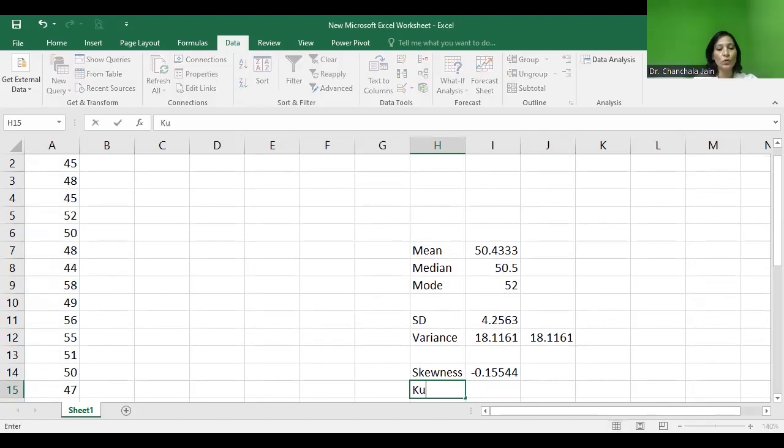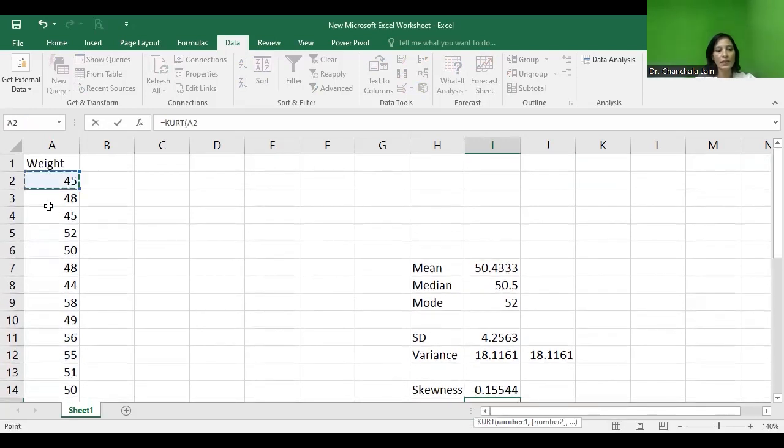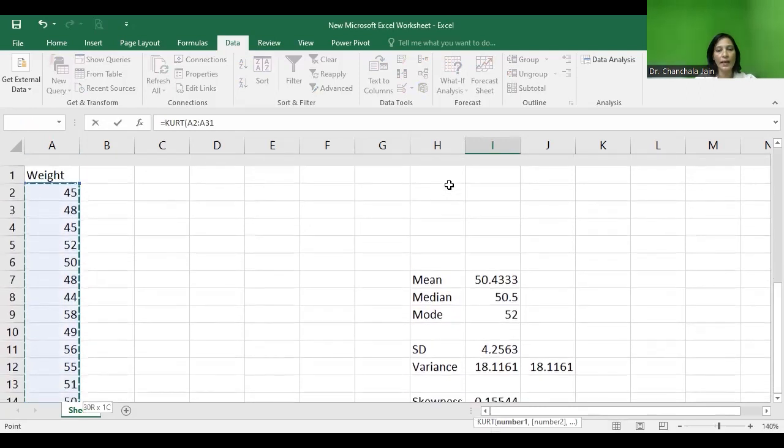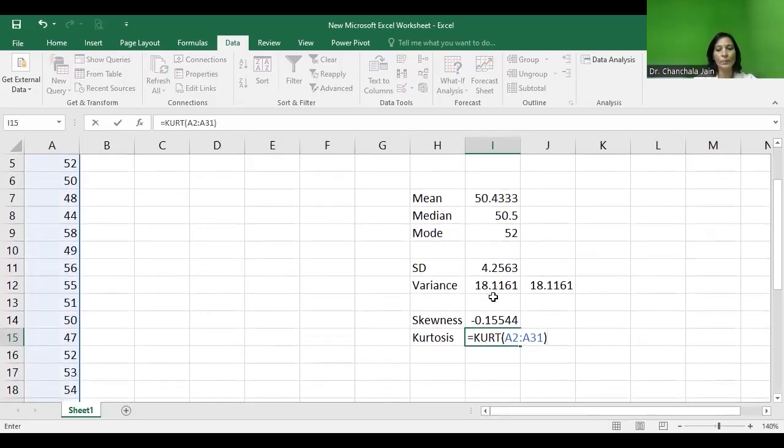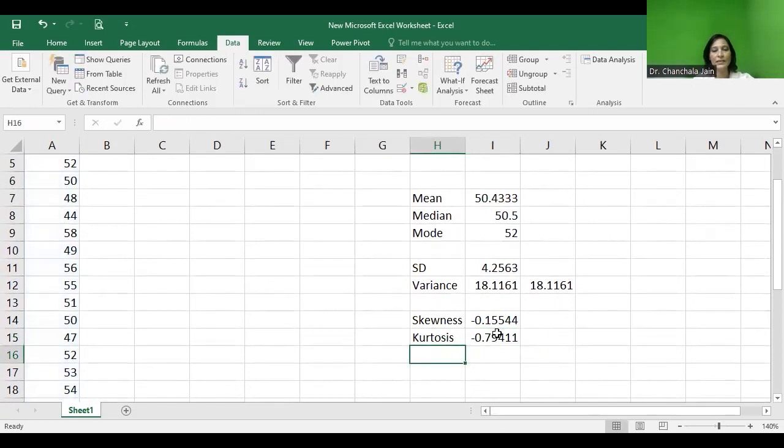You need to also calculate the kurtosis value. So here I need to type the equal sign, and once I write KUR, you would be able to see the only function starting from KUR. KURT is the function, and then you can give the range of your data, and then you can close the bracket, and after that you can press the enter, and this is the kurtosis figure. And kurtosis is again a negative value here.